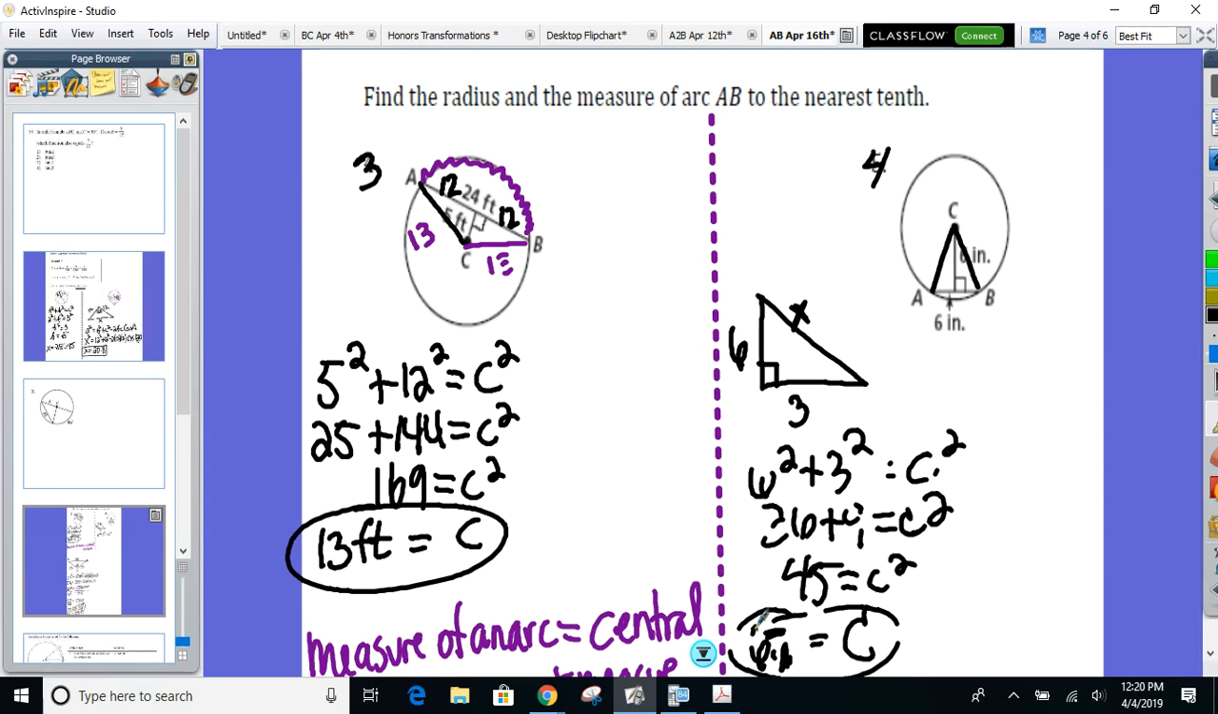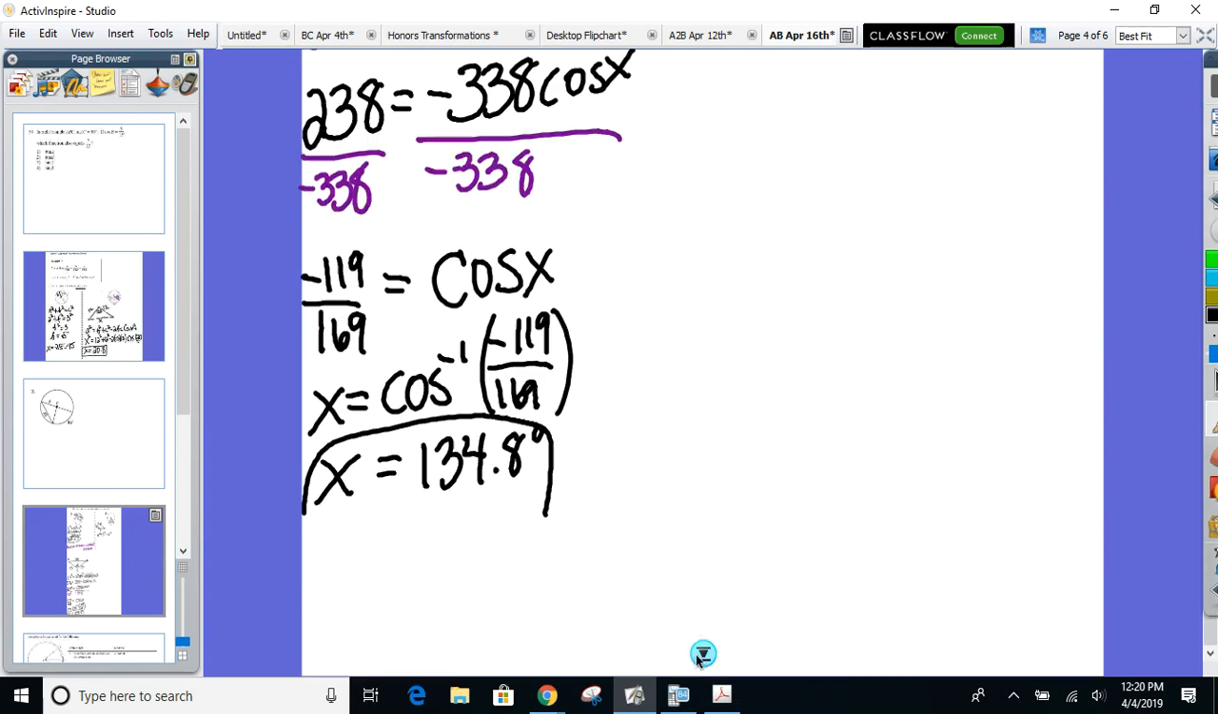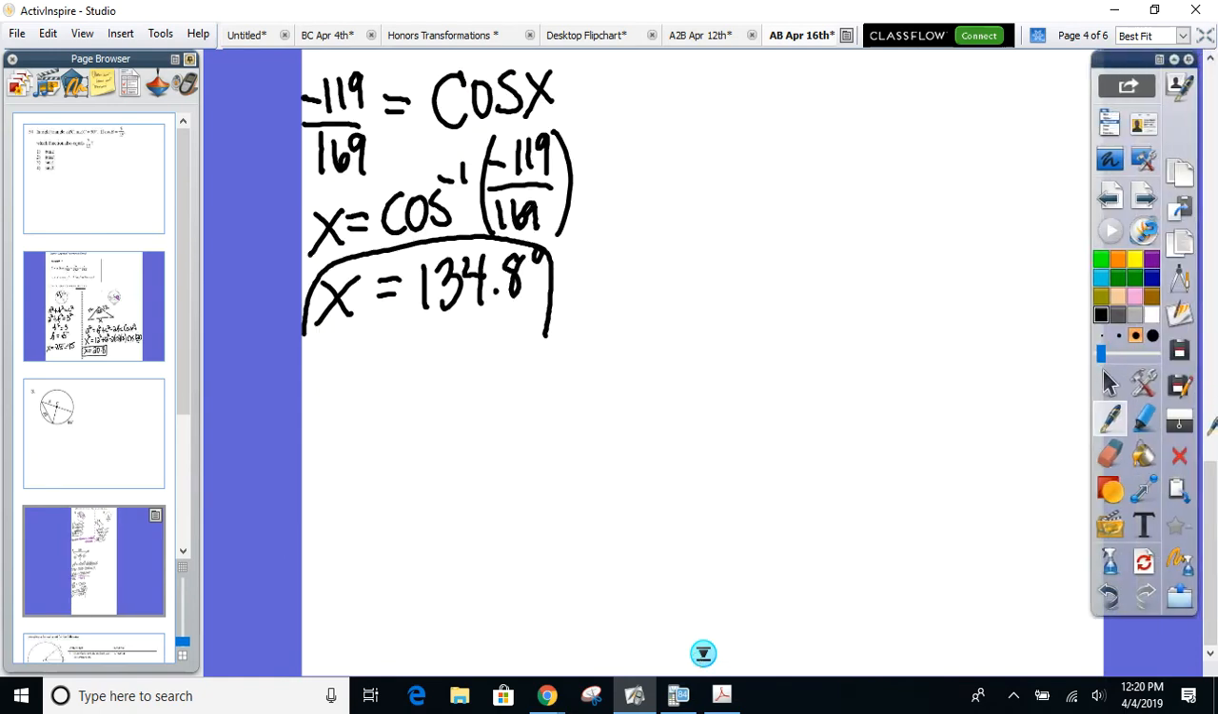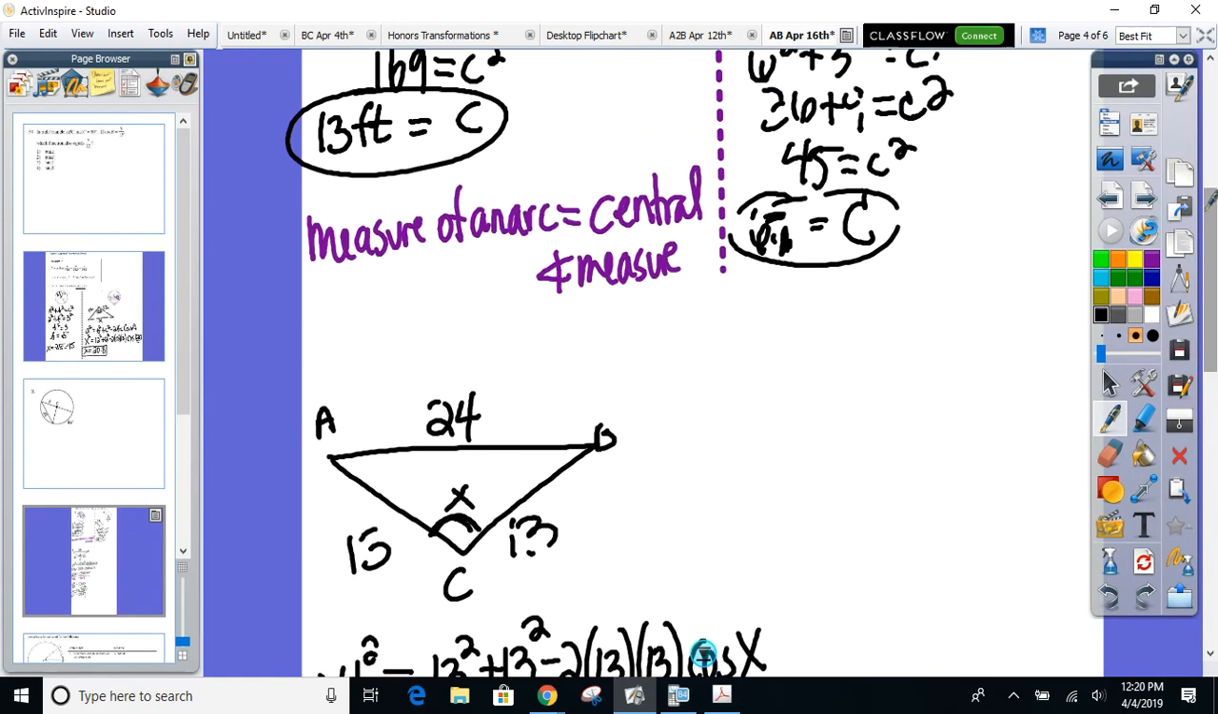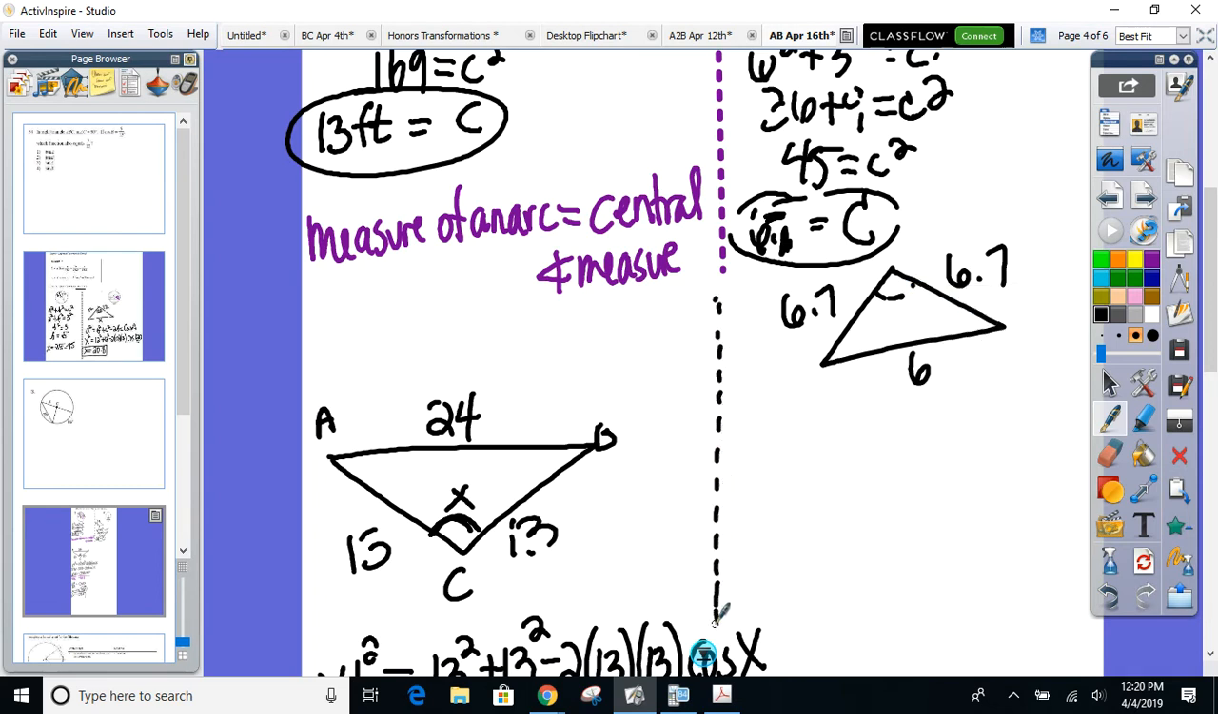Looking good. All right, now let's find that central angle. If I draw my triangle out real quick, I'm going to have 6.7, 6.7, 6 on the bottom. And again, once I find that central angle, it'll be equal to arc AB. So you guys can go ahead right now, do law of cosines just like we did in the previous problem.